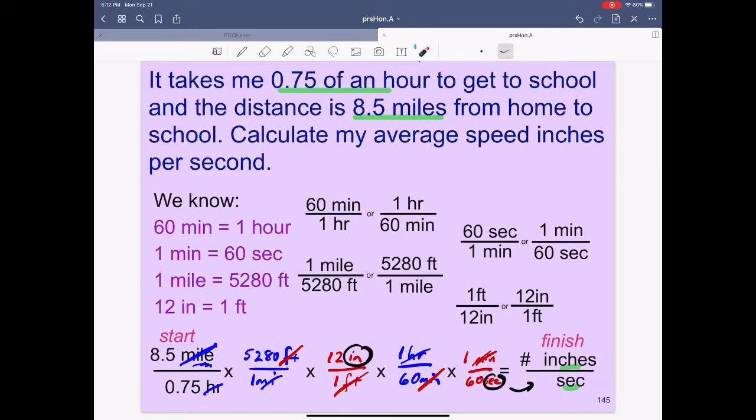So break out your calculator, and anything that's in the denominator, just push divide. Don't write down any intermediate values. Don't calculate and stop or use parentheses. Just take 8.5, push divide, push in 0.75, then hit multiply, 5280, then hit multiply by 12, then push divide by 60 because it's in the denominator, and divide by 60 again, and lo and behold, I believe this number will be 199 inches per second.